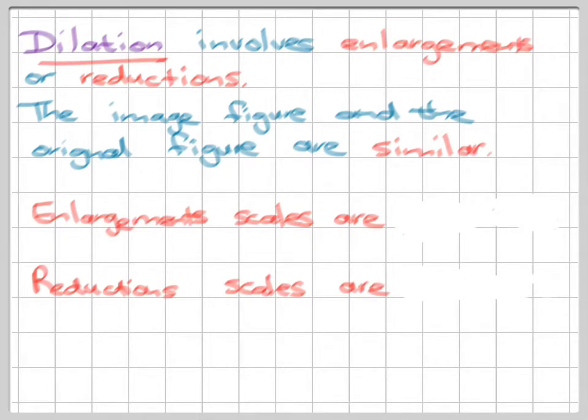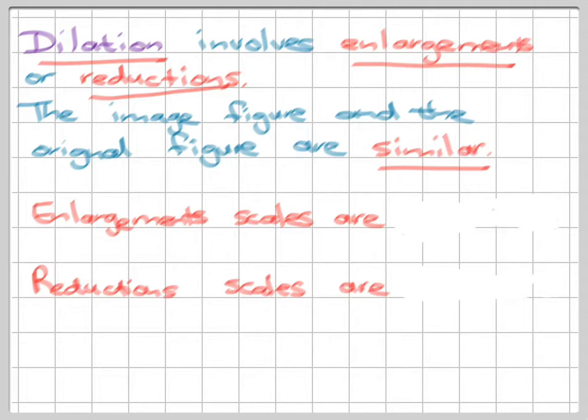Right, a dilation. Dilation involves enlargements and reductions. In other words, things that get bigger and images that get smaller. Now, the image figure and the original figure are similar. We've discussed similar shapes already in our previous lectures, where we use proportion to find unknown lengths, and that means that they are in proportion to one another.